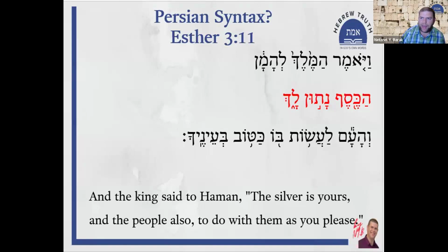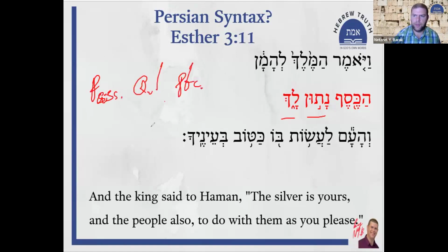But the translation here, in accordance with the Hebrew, hakesef natun lach. What is natun? Natun is the passive Kal participle. Is given, lach, to you. The lamed preposition with the second person masculine singular pronominal suffix. The silver, the money, is given to you. That's literally what it says. So the silver is yours is not a bad translation for the Hebrew here, which literally is the silver is given to you.